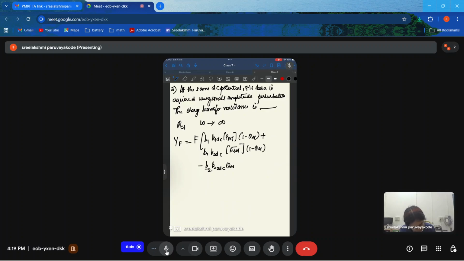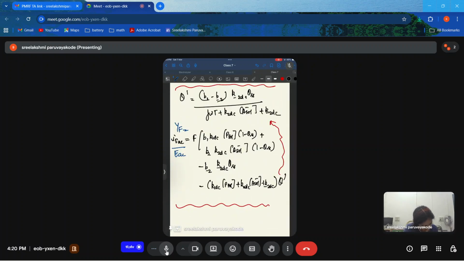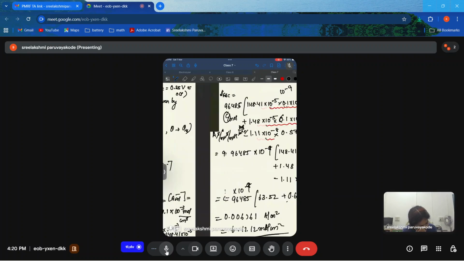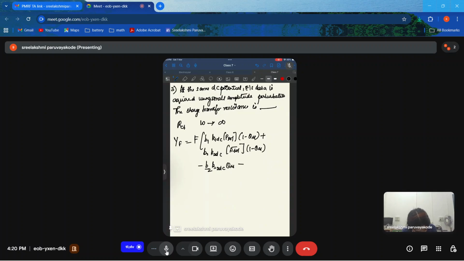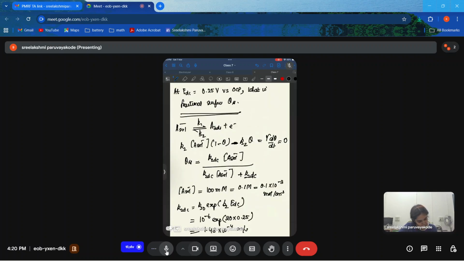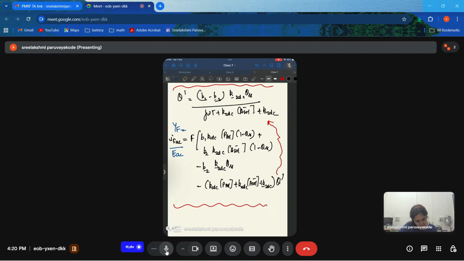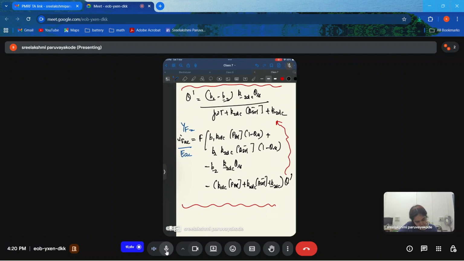Then you have minus K DC B solution theta DC A solution minus plus K minus 2 DC theta dash. Theta dash. Now what is theta dash? I'm going to write it separately. B1, B2, B minus 2, K minus 2 DC theta SS, over j omega gamma plus K minus 2 DC plus K2 DC A solution minus.